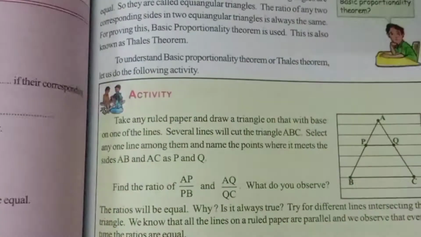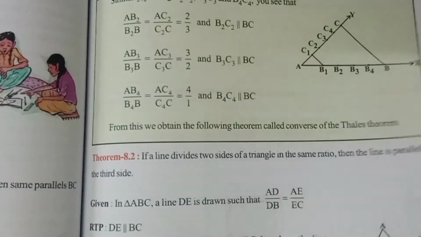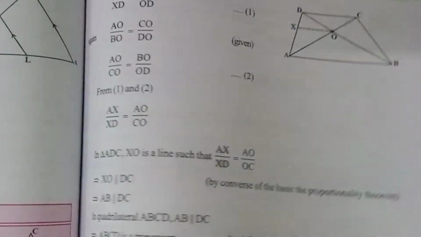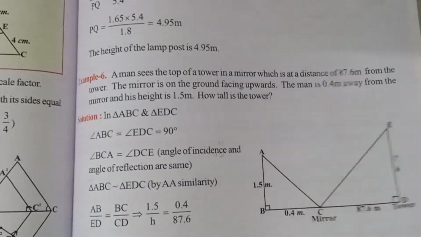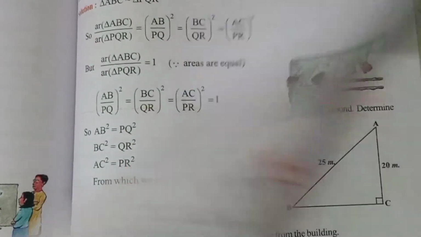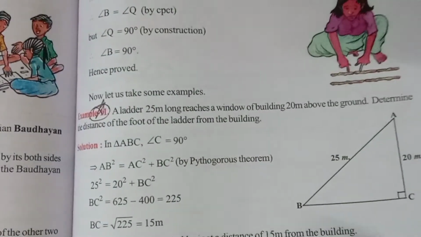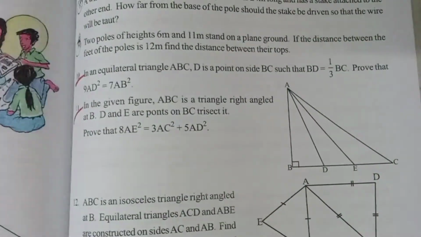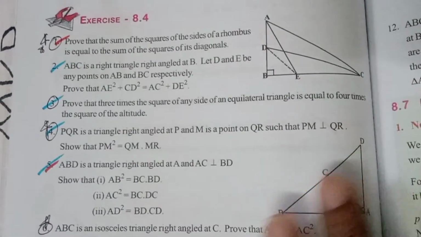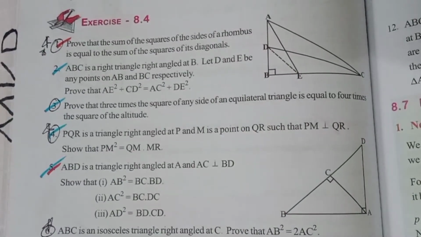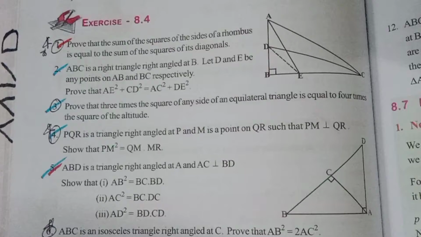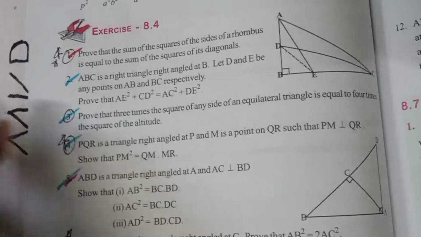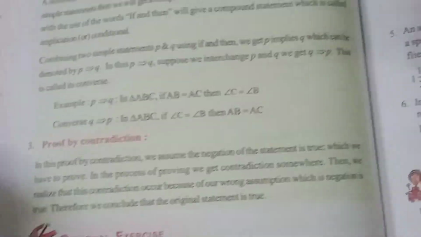Now if you go to the geometry part, these are the questions which are very, very important. Geometry part: 8.4, 2, 3, 4, 5. Two marks or four marks they may ask. 2, 3, 4, 5.